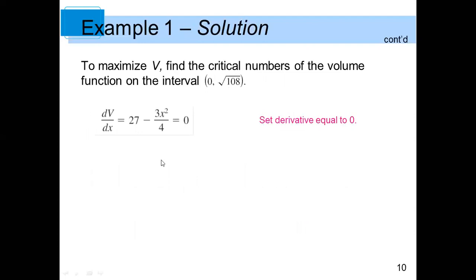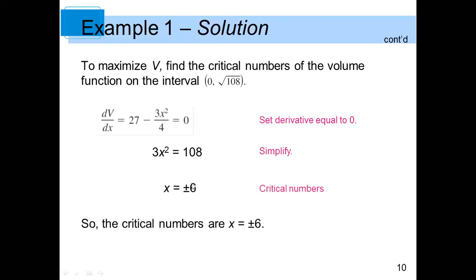So as I normally do, you find the maxes and mins by first finding the critical numbers of the first derivative. Take the first derivative, set it equal to 0, and solve for x. You get x is plus or minus 6. Those are the critical numbers, but we throw out negative 6 because x represents feet.